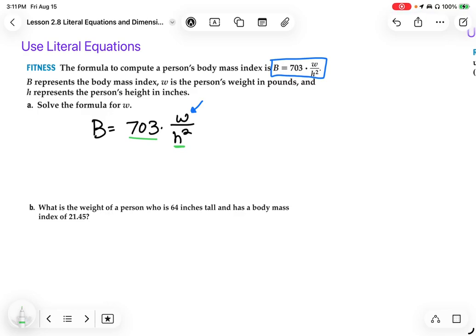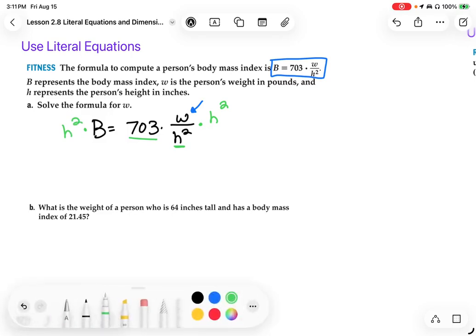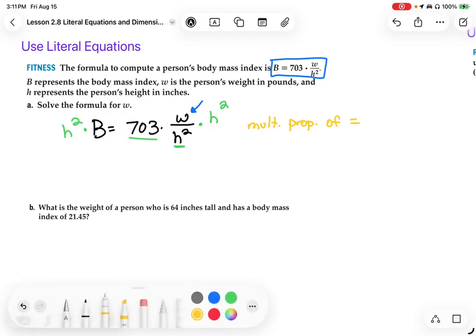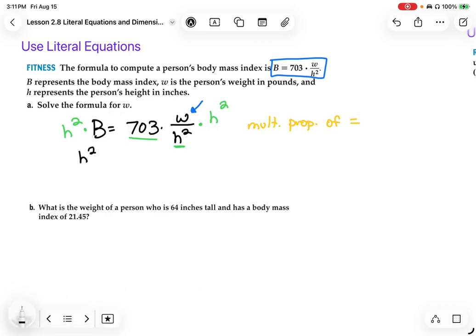I'm going to go for the H squared first by multiplication, just so we can get rid of the fraction first. There's no reason to do it really other than just because I think fractions are ugly. So we're going to do the multiplication property of equality first. So that's going to give us H squared times B equals 703 times W.